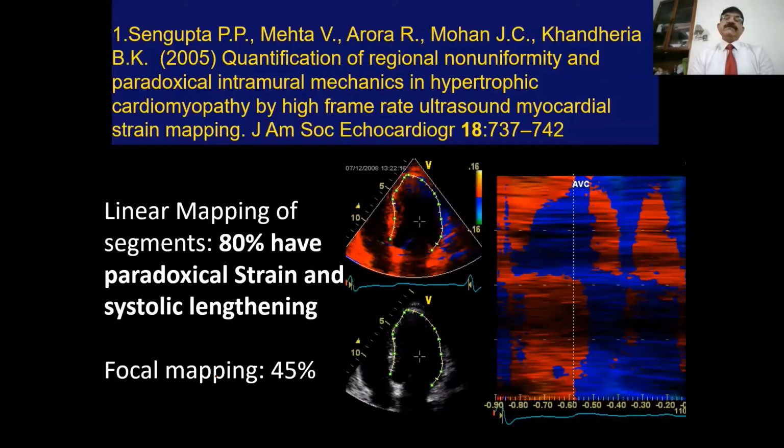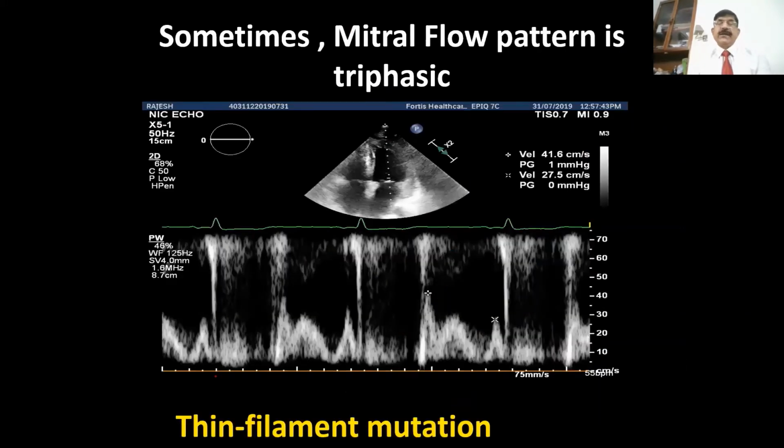We did publish some of our own work when Partho was my fellow, and he published this in the Journal of the American Society of Echocardiography. I think it's 15 years old. And we showed that if you use the linear mapping of segments, 80% of patients with hypertrophic cardiomyopathy have paradoxical strain. But if you do focal mapping by 2D strain, then only 45% of them have paradoxical strain.